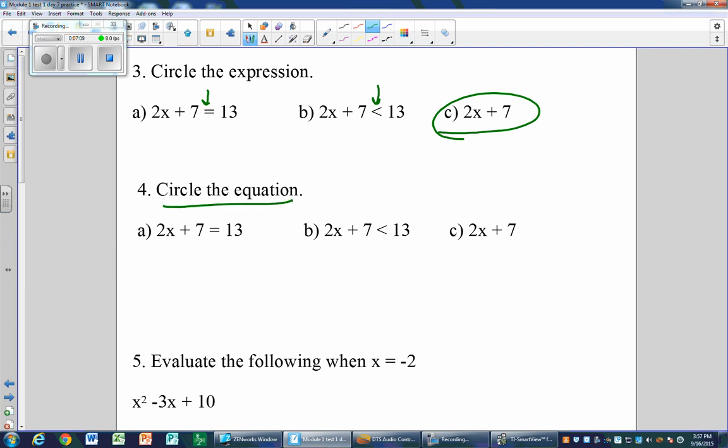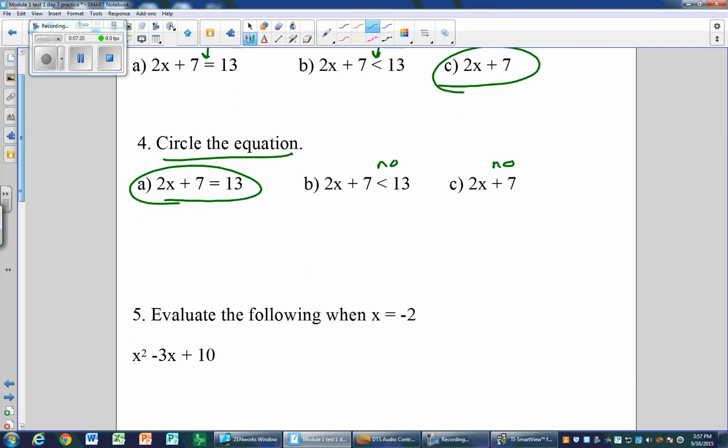Circle the equation. That's the one with the equal sign. Does that have an equal sign? No. Does that have an equal sign? No. So you just have to check all of them, because I may say circle the equation. There are 2 of them that are an equation that you'd have to circle.